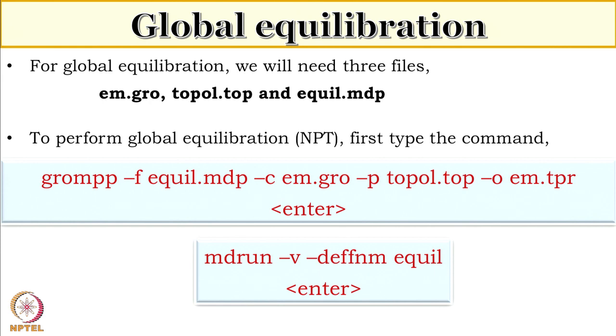Suppose I want to perform an NPT ensemble. What is required? We need to keep the pressure constant, temperature constant, and number of molecules constant. The number of molecules being constant is taken care of by the periodic boundary condition that we are using. To keep the pressure constant, we will use a barostat, and to keep the temperature constant we will use a thermostat in the MDP file.